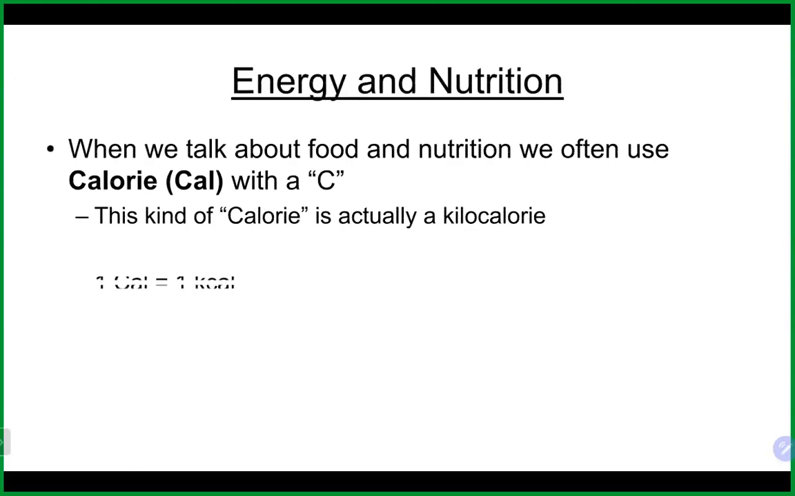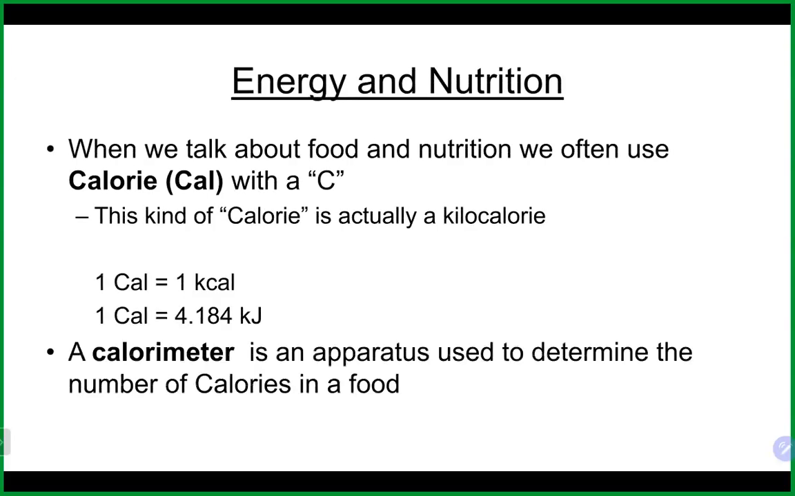So to finish up on this chapter, a couple other things about energy and nutrition. I think we touched upon it earlier. There is another sort of calorie, which is sometimes referred to as a nutritional calorie, and that has a capital C. One capital C calorie is 1 kilocalorie, or 1,000 of the lowercase c calories.